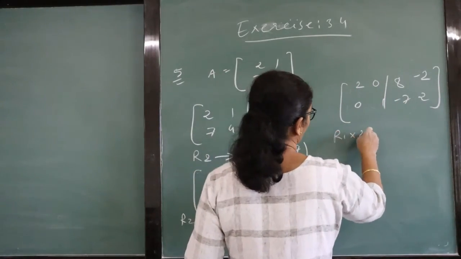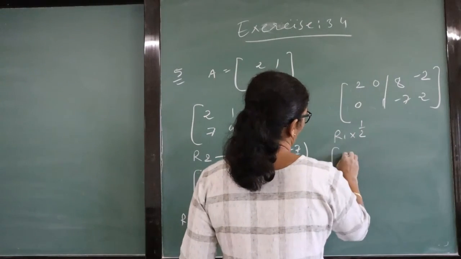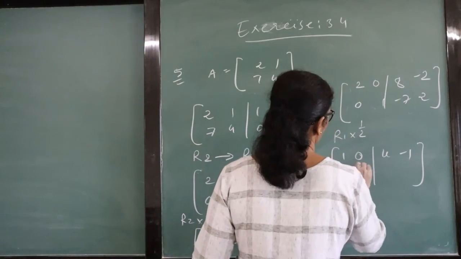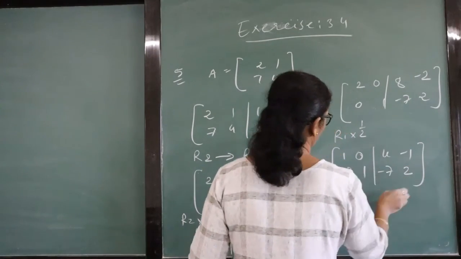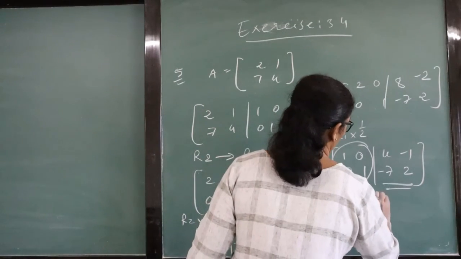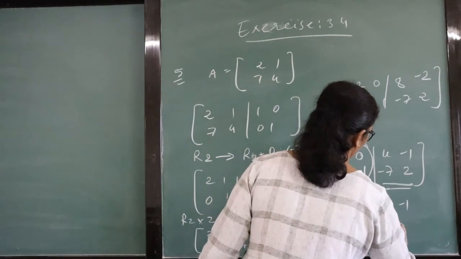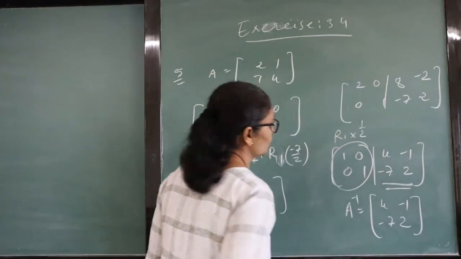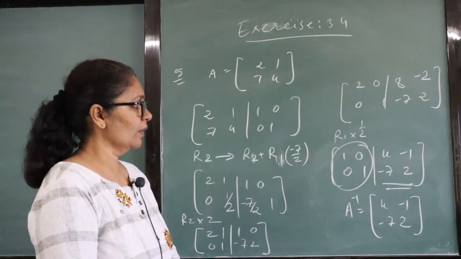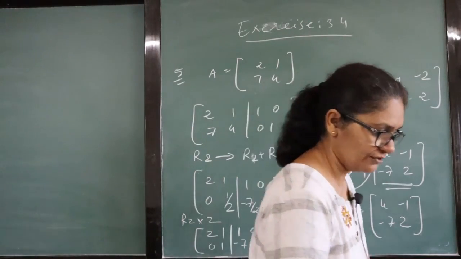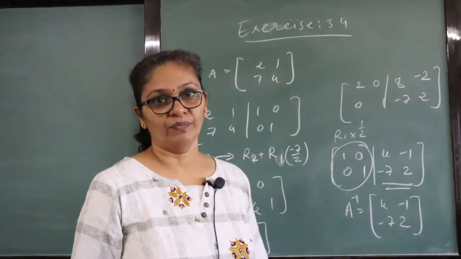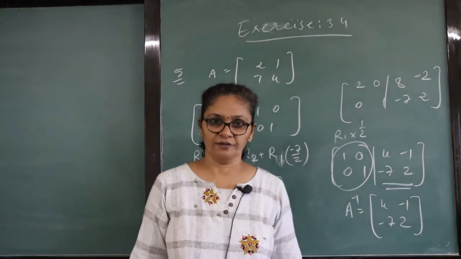So, R1 multiplied by half. So, 1 0, 4 minus 1 and 0 1 minus 7 and 2. Identity matrix here. So, the inverse will be, what is it? 4 minus 1 minus 7 2. Now, this is your fifth question. We have completed 5 questions. Now, you can try the remaining ones, because up till the 14th question the method is the same. So, for today it is enough. Thank you very much.